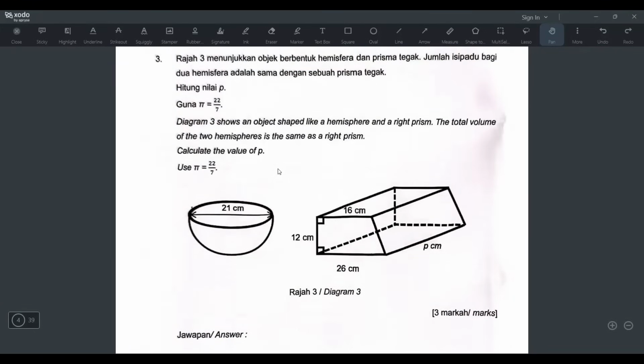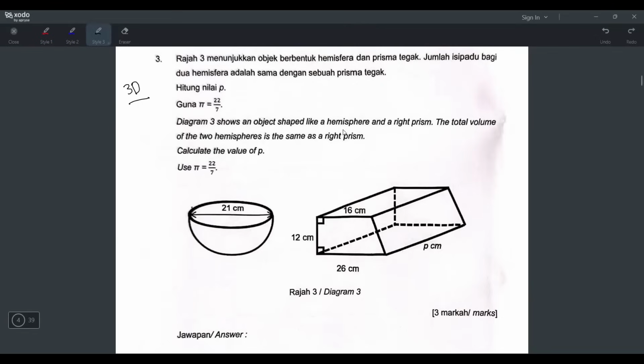Okay, number 3. What chapter is this? Okay, I see a 3D shape. Actually, I see 2 3D shapes. One hemisphere and what looks like a prism. Okay, so I think this is a lower form chapter and it's under the 3D topic. Okay, I think it's form 2, but I don't remember which bab is this, but it's definitely the chapter you learn in form 2 or form 3, the one you learn about the volume, surface area, isi padu, luas permukaan, semua tu lah. Alright, let's go.